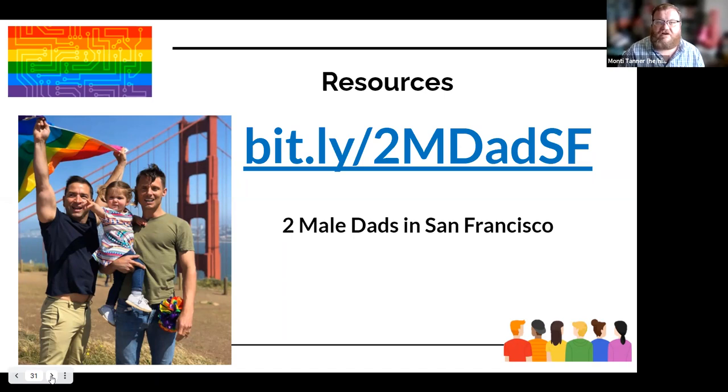When I did this very first presentation about 3 years ago, it generated this code for me: 2M dad, dad's F. What? Two male dads in San Francisco? How could that be any more perfect? So that's actually just the general bit.ly, but you can click on that. What that's going to show you is a Google document that I update constantly.